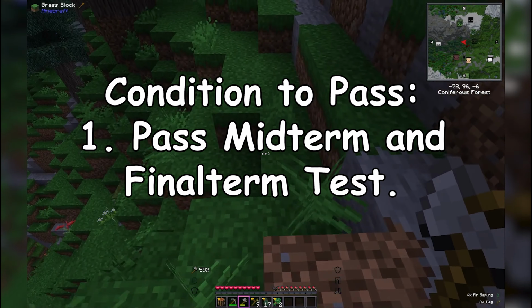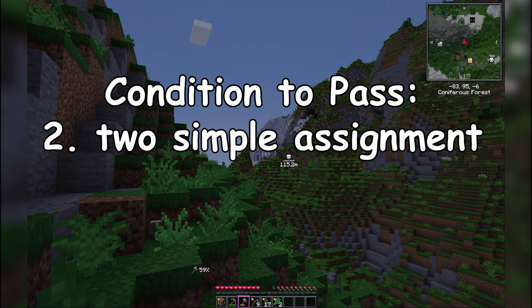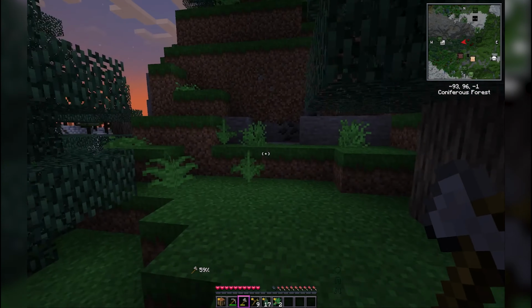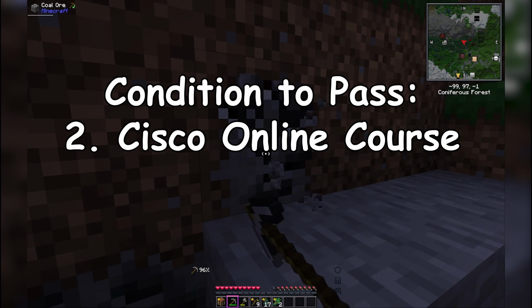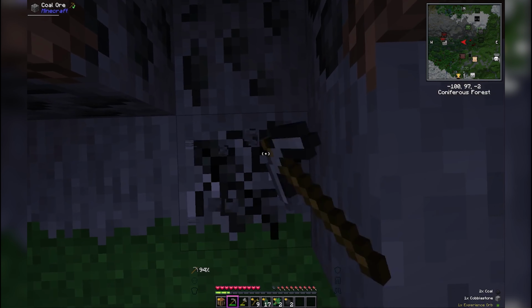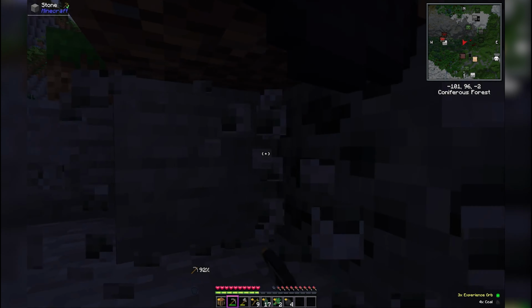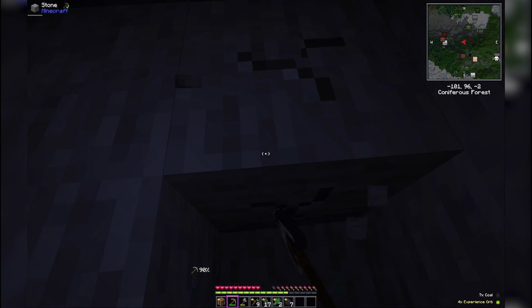So condition to pass: number 1, midterm and final term test. Number 2, the 2 simple assignments, which you could do with ChatGPT, they allow it. Number 3, Cisco course. So you need to get a certificate for it. They'll give you an email, whatever, in the second half of the semester. You just need to complete some quiz in it and you get the certificate at the end.